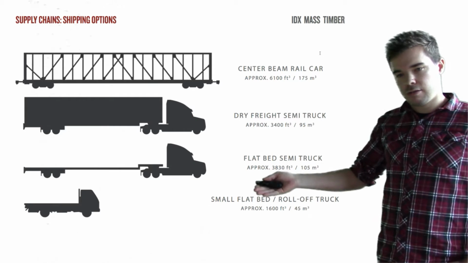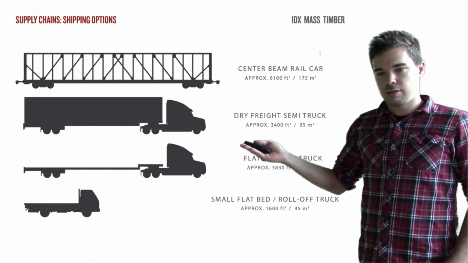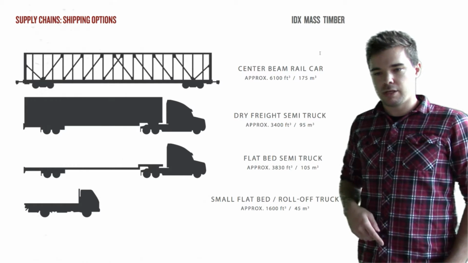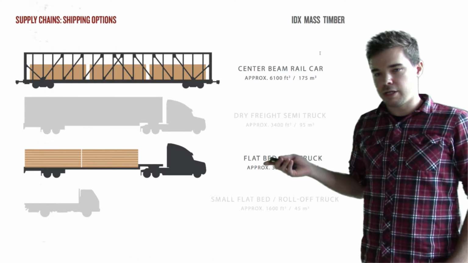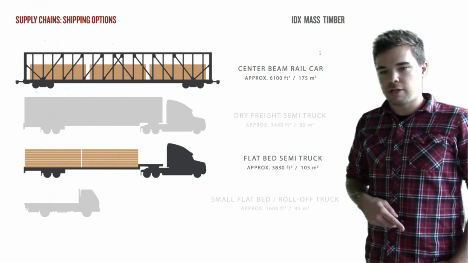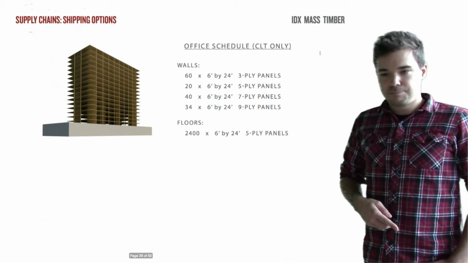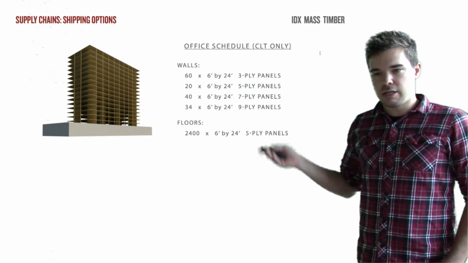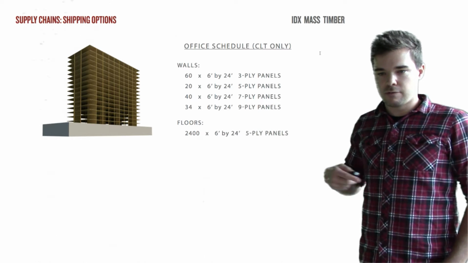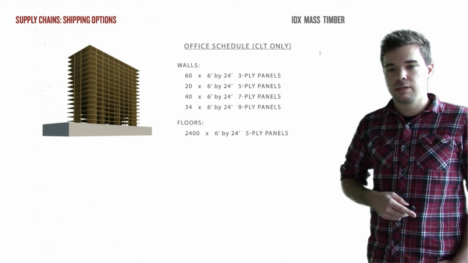So these are the options that Nicole showed us earlier. She explained why we can eliminate the dry freight and why we can eliminate the small flatbed she just discussed. So we're going to focus strictly on the center beam rail cars and the flatbed semi-trucks. So basically rail or highway. Here's a schedule that Rob did for us, and it has a very simplified panel count for what we would use for the large office, and we're going to focus on the large office for the supply chains.